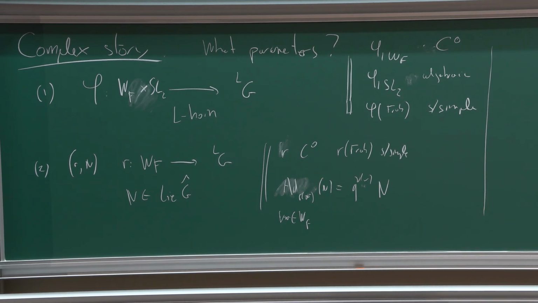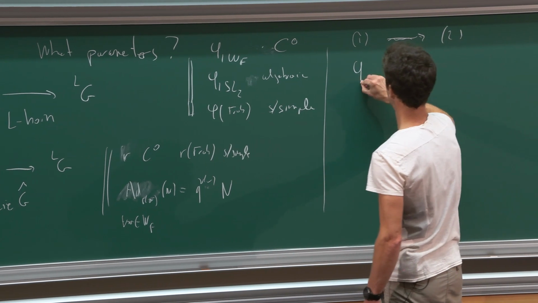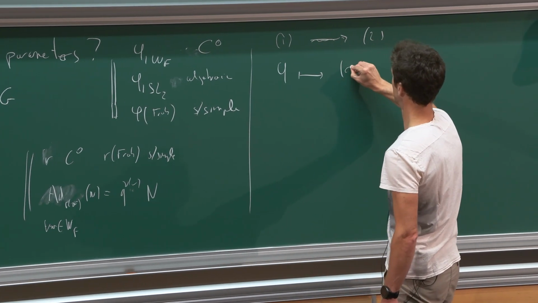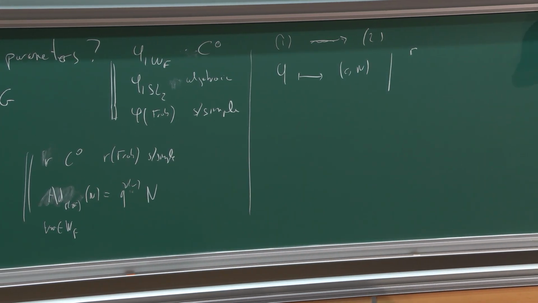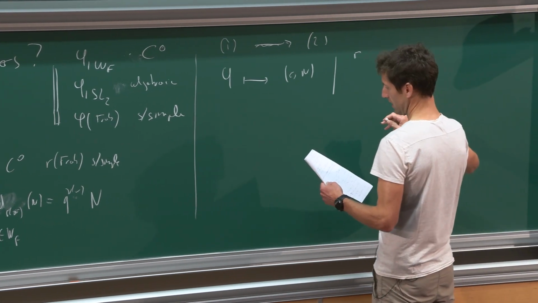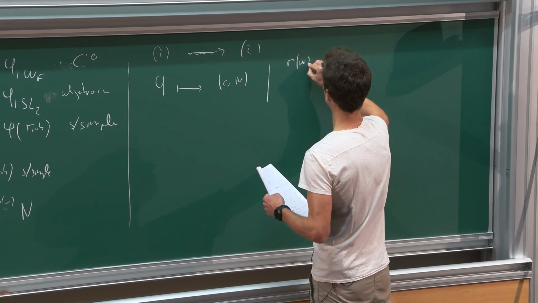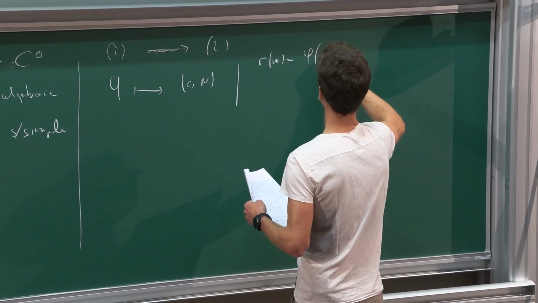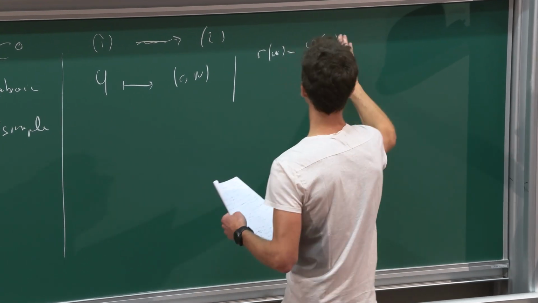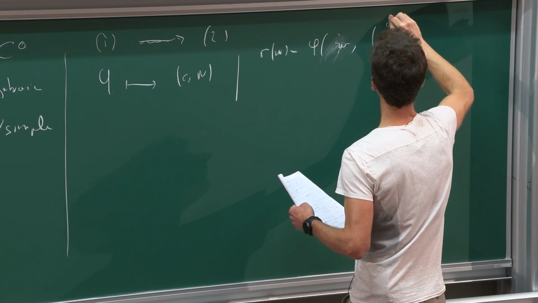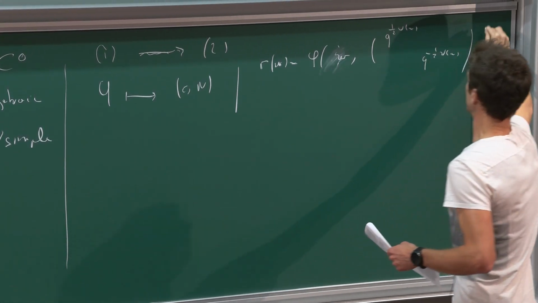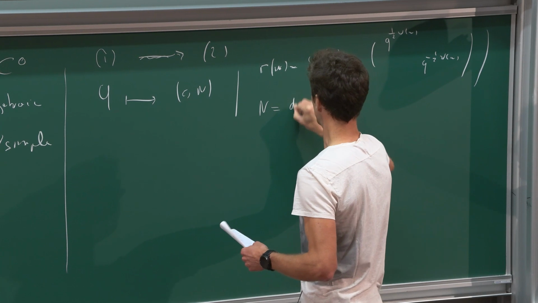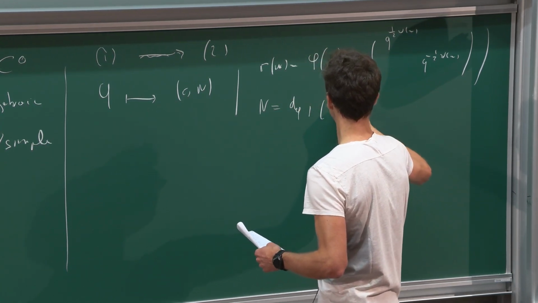So what's the relation between these two ones? So you have a clear map from 1 to 2. So if you have phi, what you do is you define some (R, N) in the following way. So you have to be careful. This is not a naive restriction. This is some kind of diagonal restriction, where R of w will be phi of w and this matrix. Okay, and N will be the derivative at this matrix.